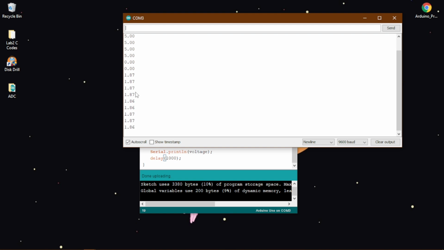And now if I remove the pin and put it again between the 5 volt pin and the resistor, it will show us 5 volts again, and when it is not connected to anything, it will show us 0 volts. So that's how you can use the ADC in Arduino.